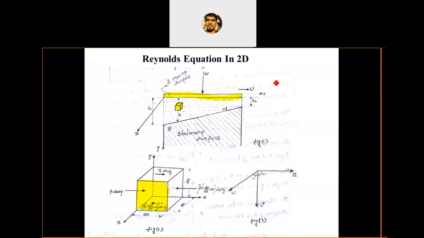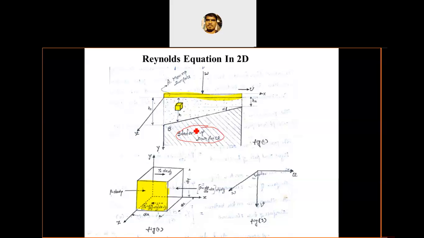Here, first we consider the converging oil film. Surface B is fixed. This surface which is hatched is a fixed or stationary surface. And the yellow colored surface above is another surface. It is called A, which means it's a moving surface.